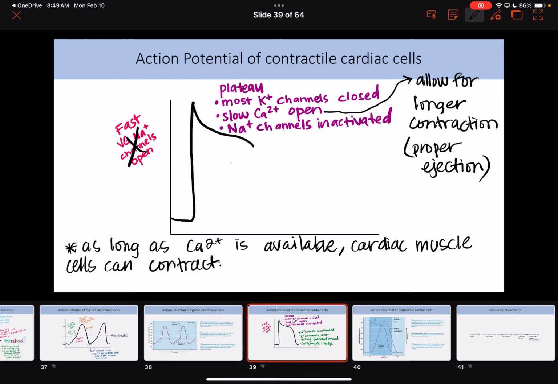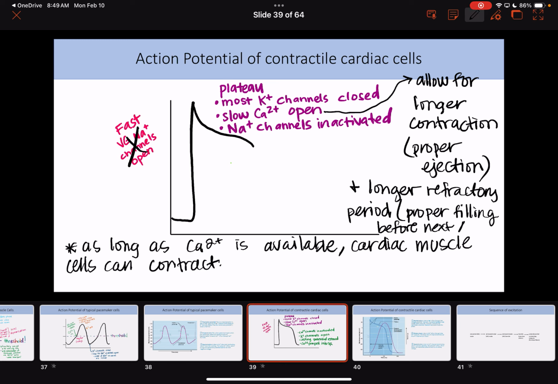So this plateau allows for a longer contraction, which means proper ejection, and a longer refractory period, which means proper filling before the next action potential.